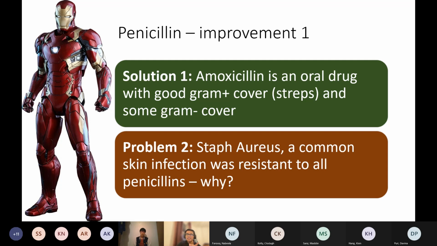So the next problem is Staph aureus. This is like a commensal on our skins. So if you swab most of us, you'll get some form of Staph aureus, but it's resistant to all penicillins until this point. Does anyone know why it's resistant to penicillins?